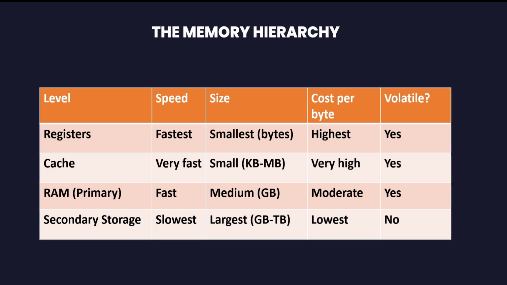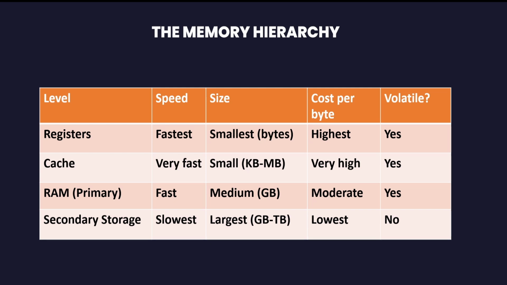Cache, speed is very fast. Size, small. Cost per byte, very high. Are they volatile? Yes. RAM, speed is fast, size is medium, cost per byte is moderate, and they are also volatile. Secondary storage, slowest of all. Size, largest. Available in GB or even TBs. Cost per byte, lowest. Are they volatile? No. That means they will retain their content even without power. Everything that is stored in secondary storage will be as it is even if the system is shut down.